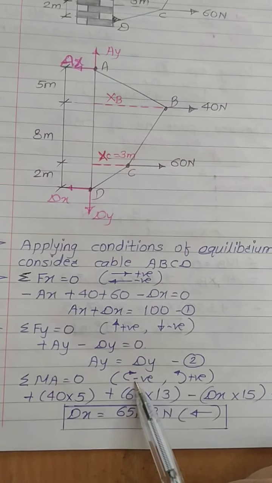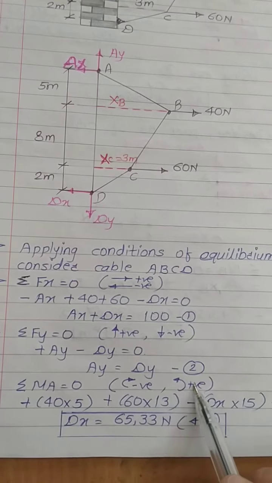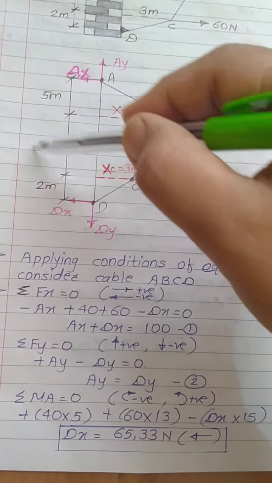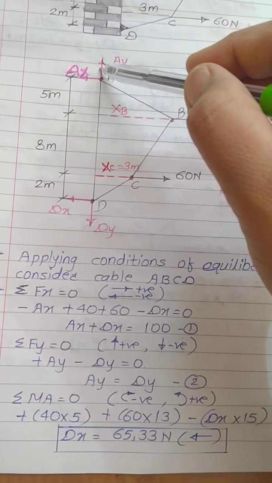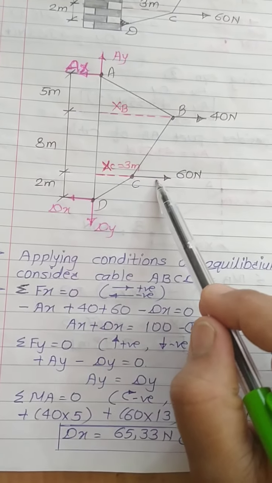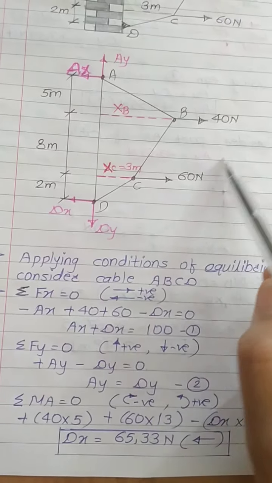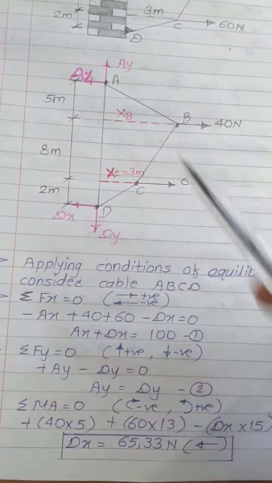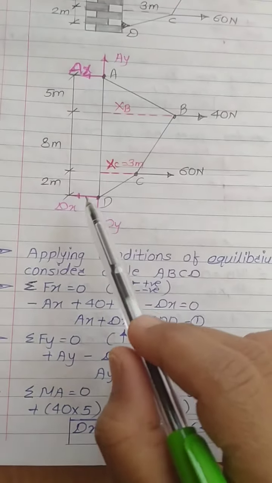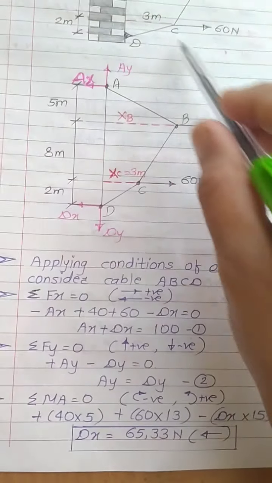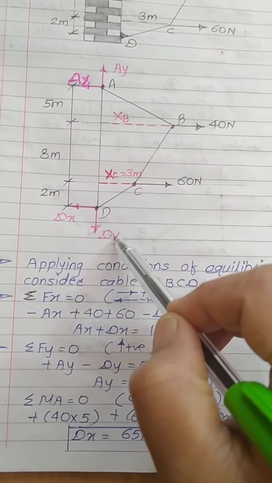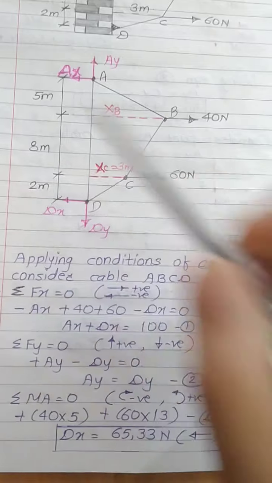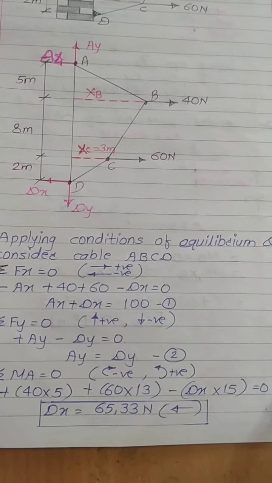So sign convention is clockwise moment negative, anti-clockwise moment positive. So plus 40 into 5. Consider this force plus 60 into distance 8 plus 5, 13 meter, minus dx into distance 5 plus 8 plus 2, so it will be 15 meter, equals to 0.